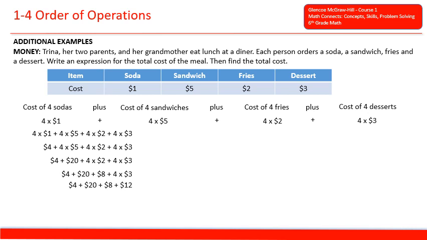And now there's no more multiplication. There was never division, so we can do addition and subtraction. And there's only addition left, so we'll do the addition from left to right. So 4 plus $20 is $24. 24 plus $8 is $32. And 32 plus $12 is $44.